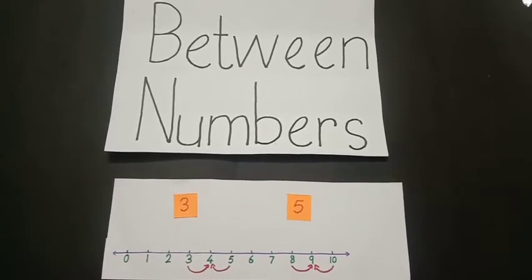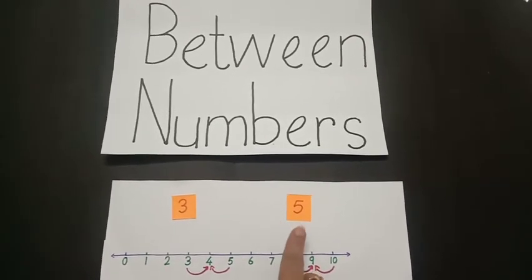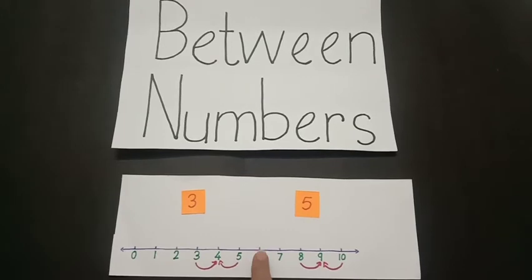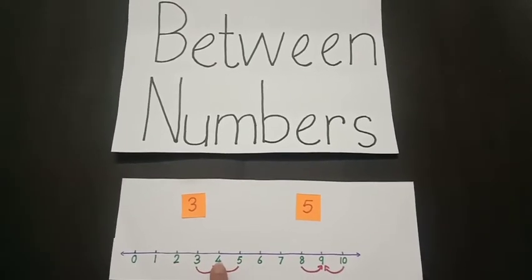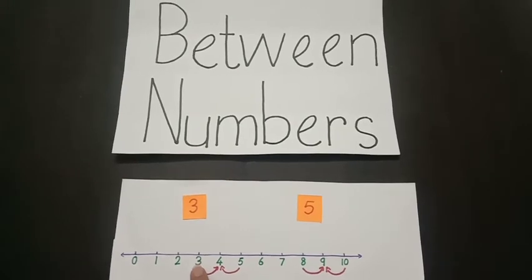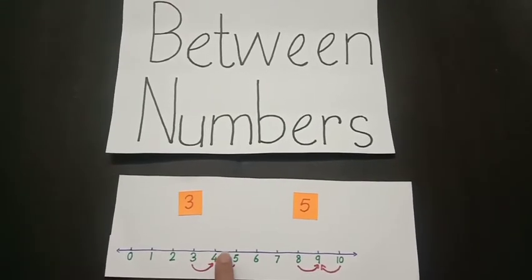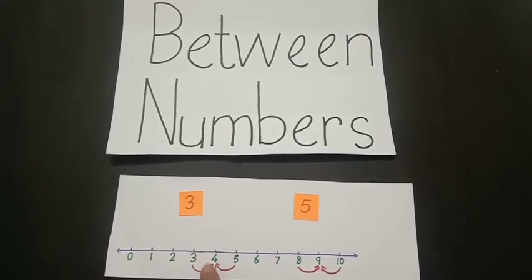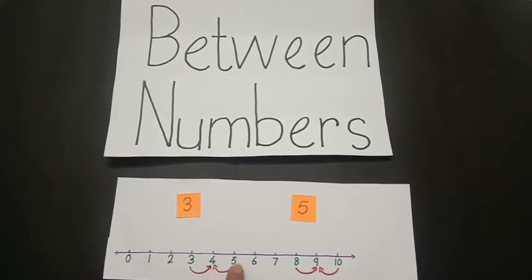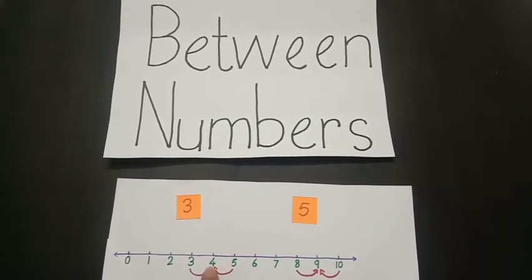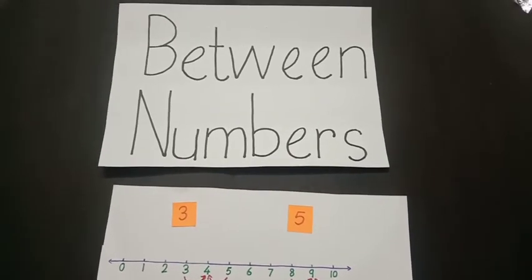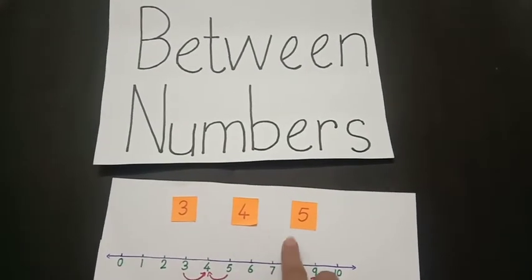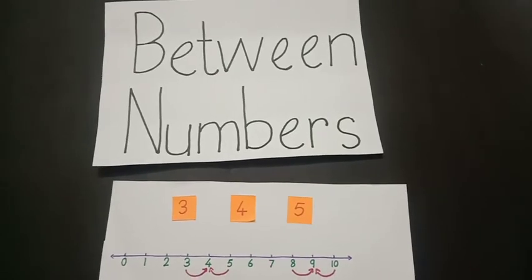Now kids, I have kept number 3 and number 5. So we can see on a number line that number 4 comes after number 3 and number 4 comes before number 5. So which number comes in between number 3 and 5? That is number 4. So we will take number 4 and keep it in between number 3 and number 5.